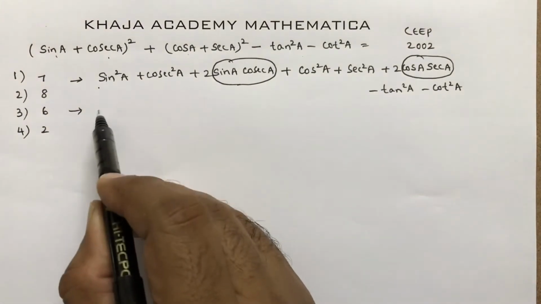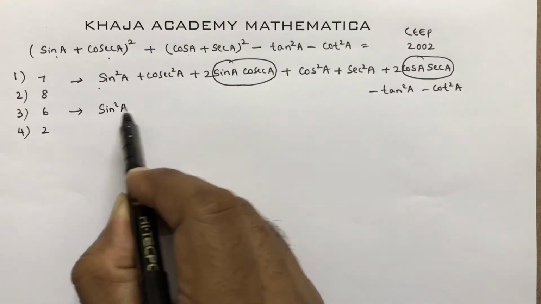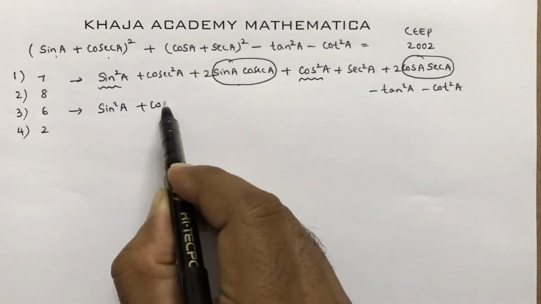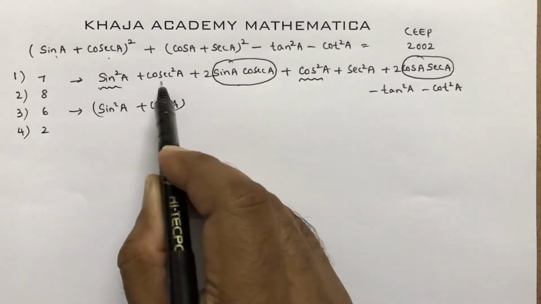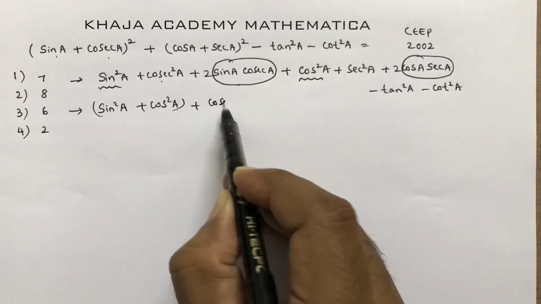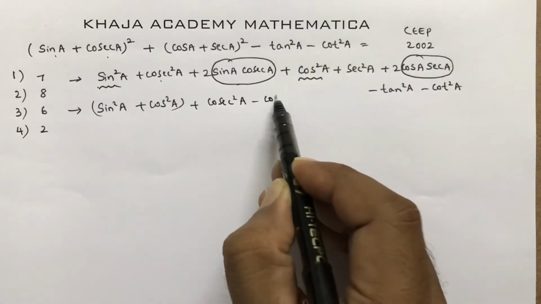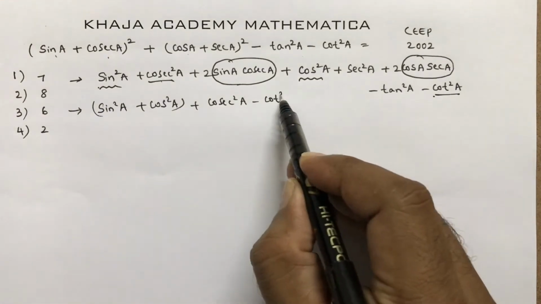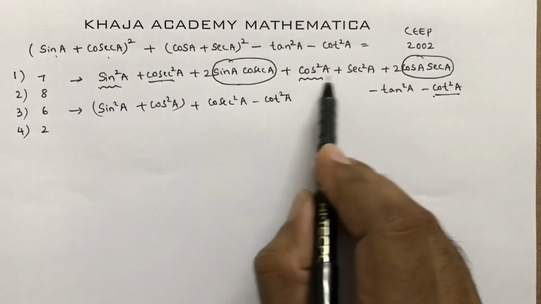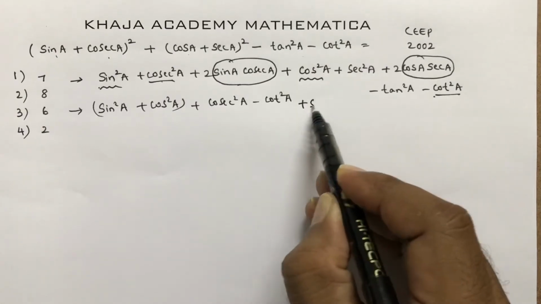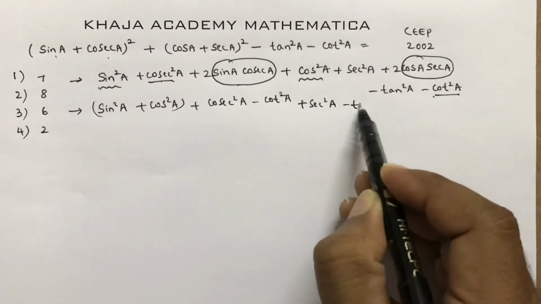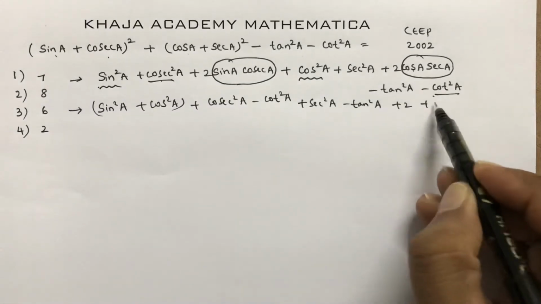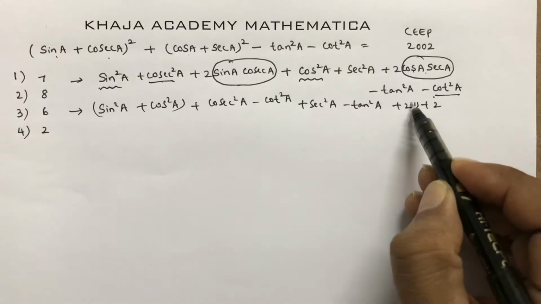Now I'll write together: sine square A plus cos square A, plus cosec square A minus cot square A, which I'll underline as the second identity. Next, what is left now? Plus secant square A minus tan square A, plus 2, and here also plus 2 because this is 1. 2 into 1 you can write if you want.